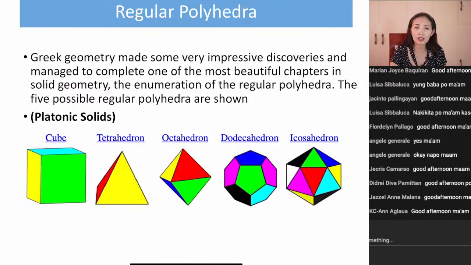So Greek geometry made some impressive discoveries and managed to complete one of the most beautiful chapters in solid geometry, the enumeration of the 5 regular polyhedra. The 5 possible regular polyhedra are these, nothing more: the cube, the tetrahedron, octahedron, dodecahedron, and icosahedron.